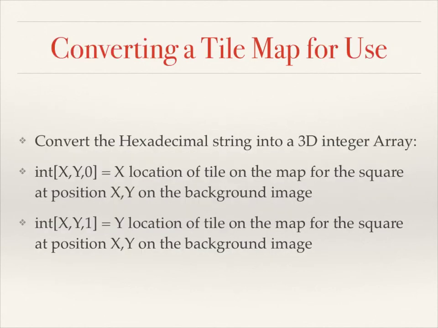But to take this string, we would actually need to convert it into some other format to use directly in the program. So what we're going to do is convert this hexadecimal string, which would be a huge long list of letters, into a 3D integer array, where you have the x and y location of every square that's going to be on the background image, and x, y, 0 stores the x location of the tile on the map, x, y, 1 stores the y location of the tile on the map. So these conversions are the most important ones we're going to have in our distributed programming language, in our rendering engine.